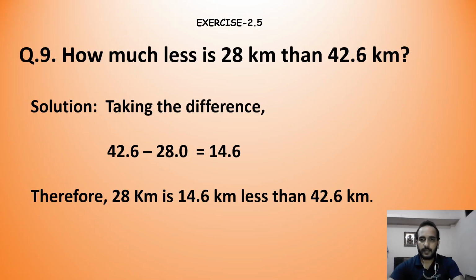Now question number 9 is, how much less is 28 kilometer than 42.6 kilometer? So here we have to take the difference of both the numbers. The larger value is 42.6 and the smaller value is 28.0, and the difference is 14.6. So we say that 28 kilometer is 14.6 kilometer less than 42.6 kilometer. This is one of the simplest questions in this exercise. Simply you need to do the difference and find the answer.